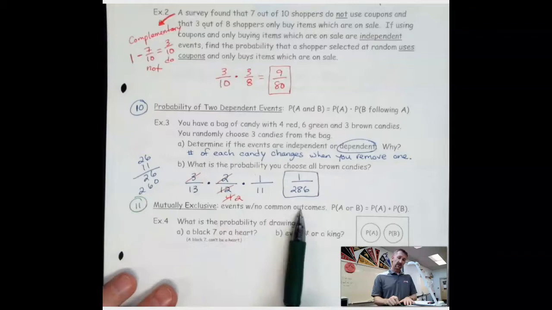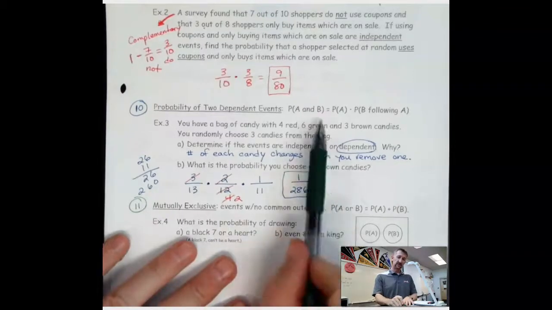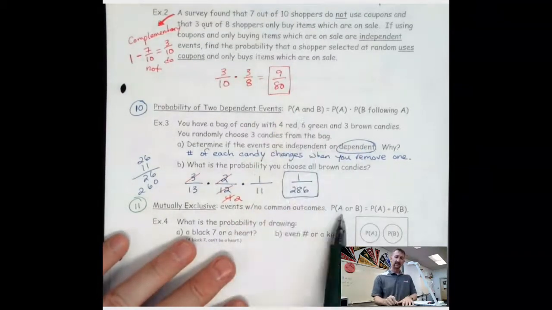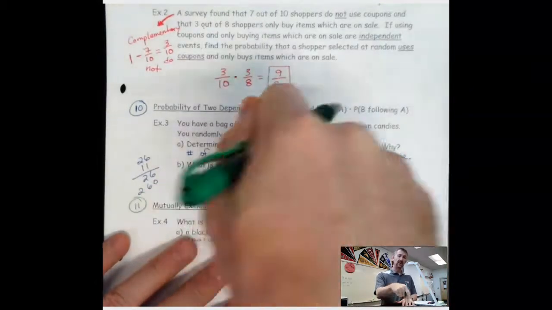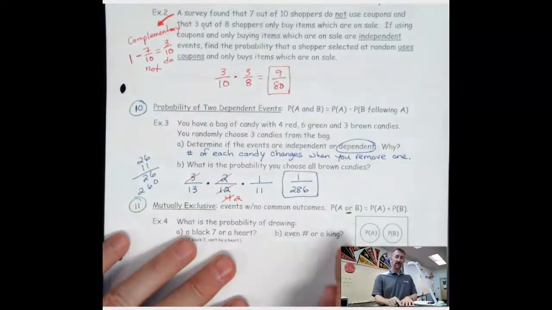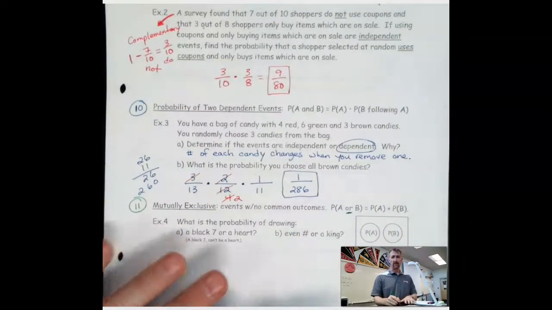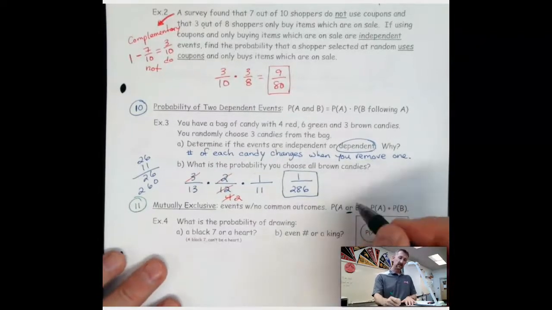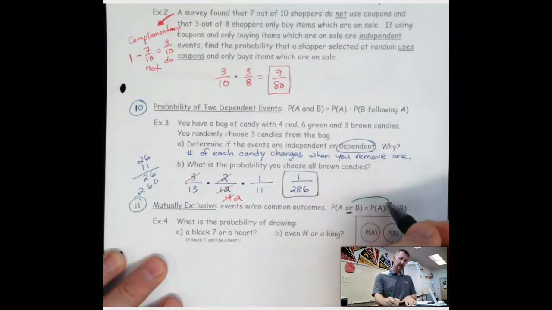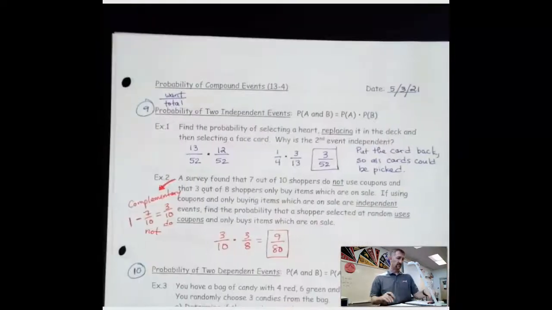Events with no common outcomes. So now the difference here is that those were both and, this is or. Okay, so both the last questions we were going to do one thing and then we were going to do another. Now we're saying we're going to do this or this. Okay. In that case, you add. If it's and, then you multiply.